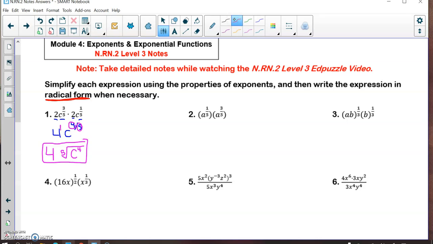All right, the next one, an a to the 1/5 power times an a to the 3/5 power. You keep your a, you add your exponents, you get an a to the 4/5 power, which you should have experience with 4/5 because we just did it in the first one. This would be the 5th root of a to the 4th power.